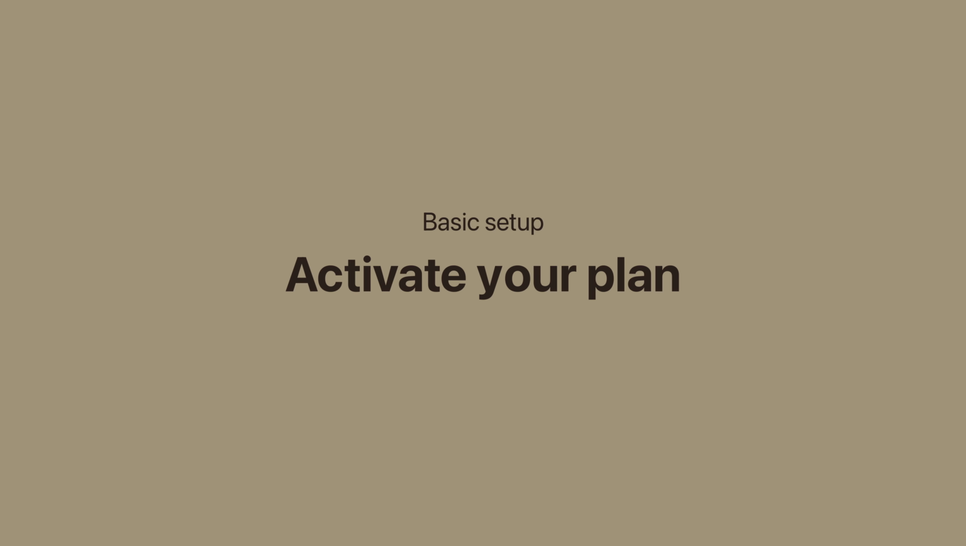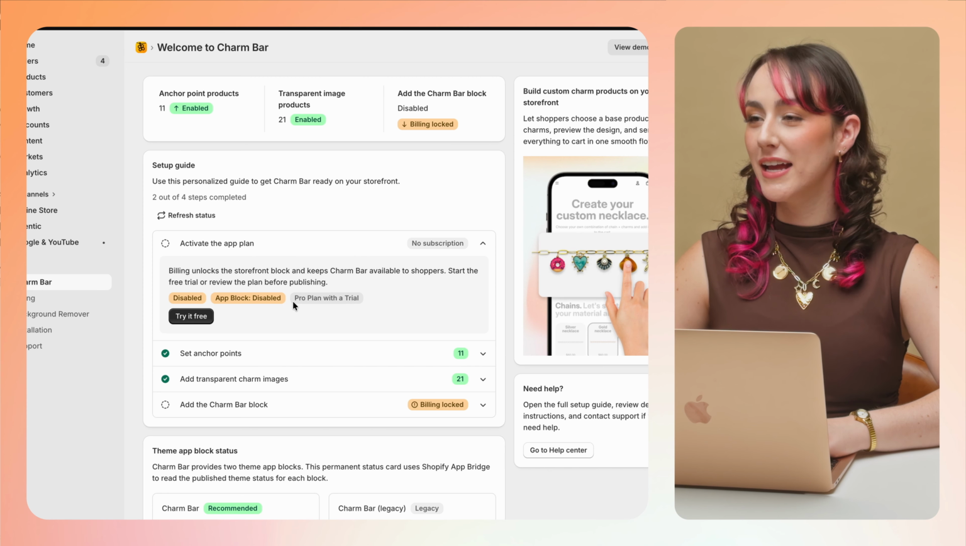Activate your plan. From the Charm Bar homepage, check the status of your plan. You can start with a free trial and take your time setting up the app. Test the builder in your store and make sure everything works as expected before continuing with the plan.